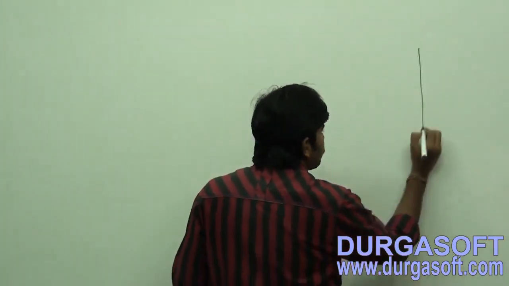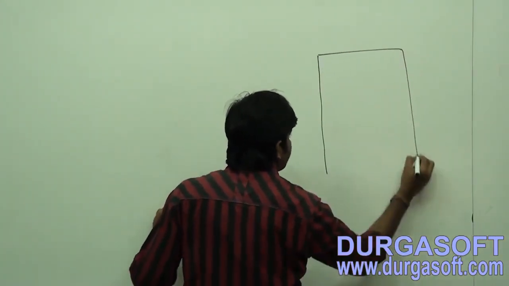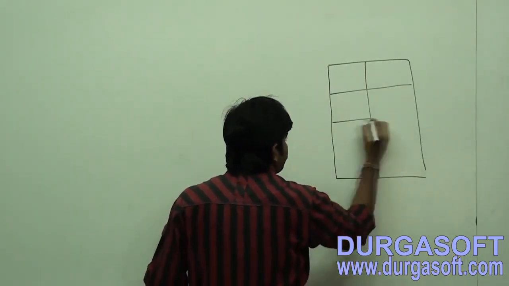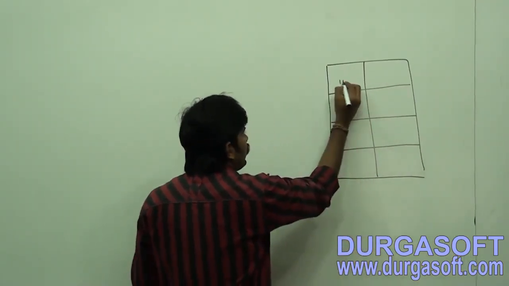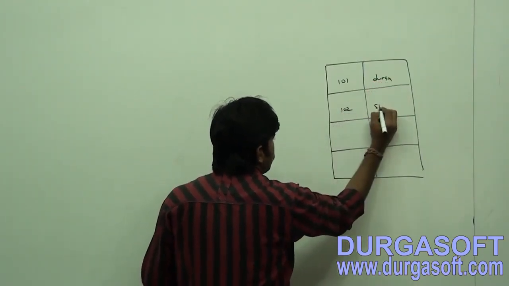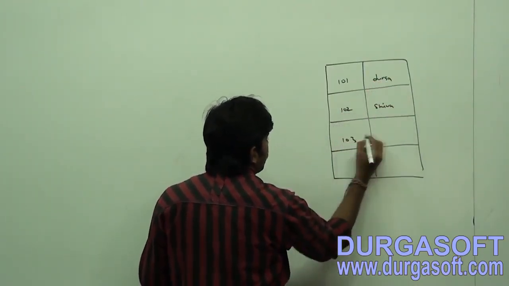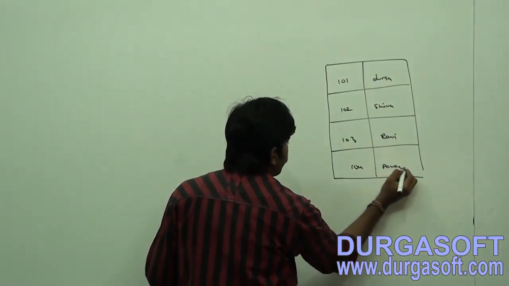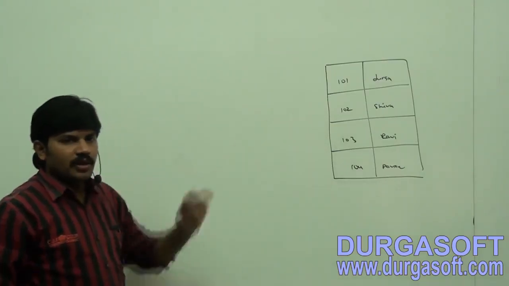Next, observe these methods. Here I have one map. Okay, this is my map: 101 Durga, 102 Shiva, 103 Ravi, 104 Pavan. So these four entries are there.